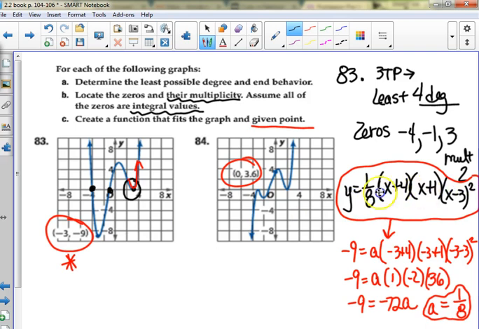Type this in your calculator, set the window up like this, and do trace -4, trace -1, trace 3, and trace -3 to see that it came out at -9, right? The other ones were the zeros. All right, 84. Who wants to try this one?